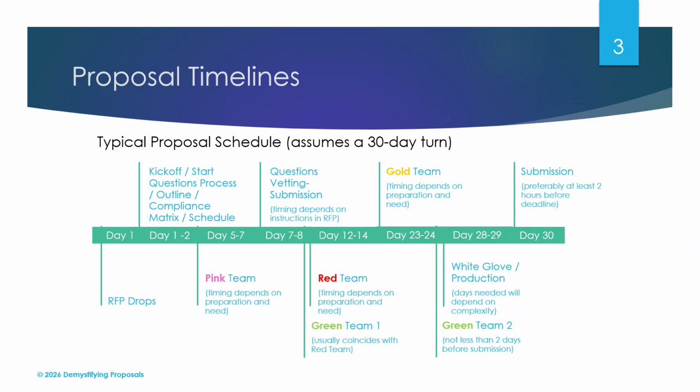Next, you'll have your green team 1 and your red team. Those usually happen about the same time. Your green team 1 will include a preliminary look at pricing. And that's why it's a good time to do it at red team, because at red team, you often have your solution solidified enough that you can do pricing in a meaningful way. Your red team timing will depend on how much preparation you've had to do and how long your proposal schedule is. But usually those things happen around days 12 to 14.